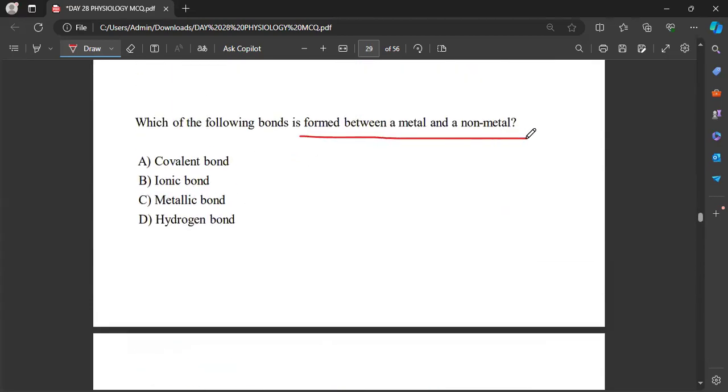Which of the following bonds is formed between the metal and the non-metal? The questions from these particular topics in the exam will be very few, but I want you to know all the basic information in your syllabus. So that is why I included this. Between a metal and non-metal. We have 15 minutes more, so answer quickly. We'll finish off the reproduction in mammals also.